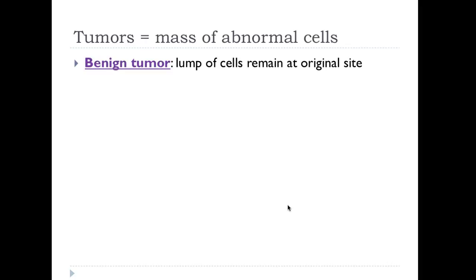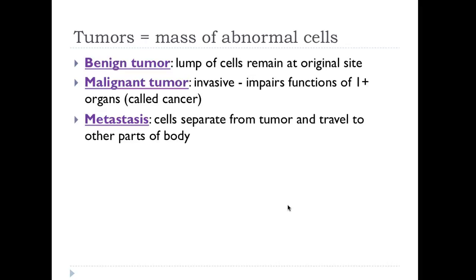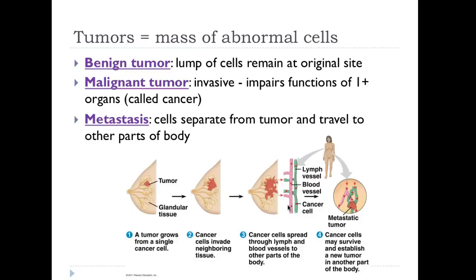A benign tumor is a lump of cells that remain at original site. A malignant tumor or invasive tumor is going to impair the functions of 1+ organs, and that's called cancer. Metastasis itself is when the cells separate from the tumor and travel to other parts of the body via the lymph and the blood vessels. And you can see that here in breast cancer formation.